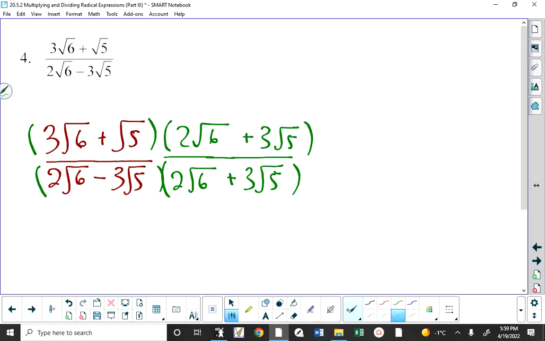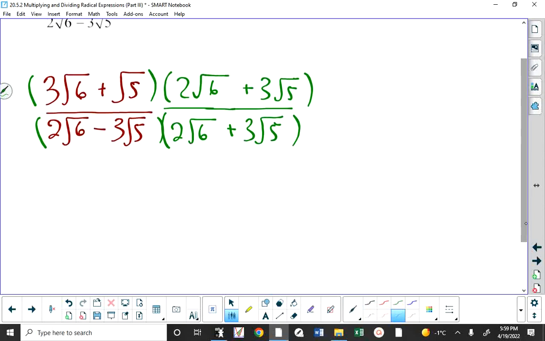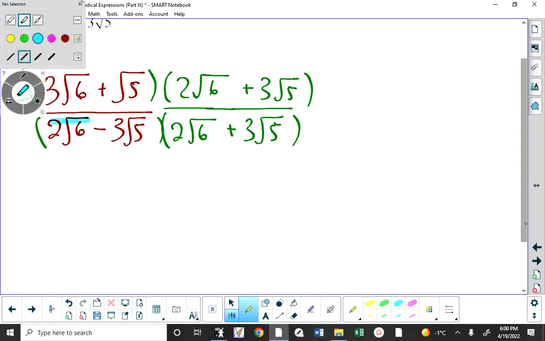So we know what's going to happen on the bottom. What's going to happen on the bottom is you can just take first and last because the outer and inner cancel. That's why we're using conjugates, because that's what happens. So I need to multiply this 2 root 6 by the 2 root 6. Well, 2 times 2 is 4.